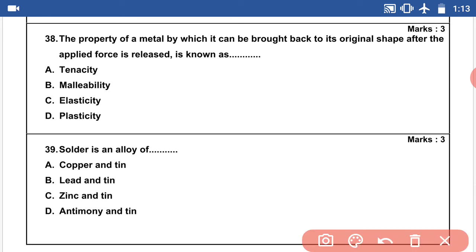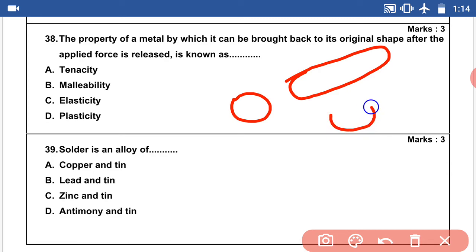Question number 38. The property of the metal by which it can be brought back to its original shape after the applied force is released is known as dash. The example is rubber. After removing the pressure, it returns to its original shape. So elasticity. Option C is the correct answer.